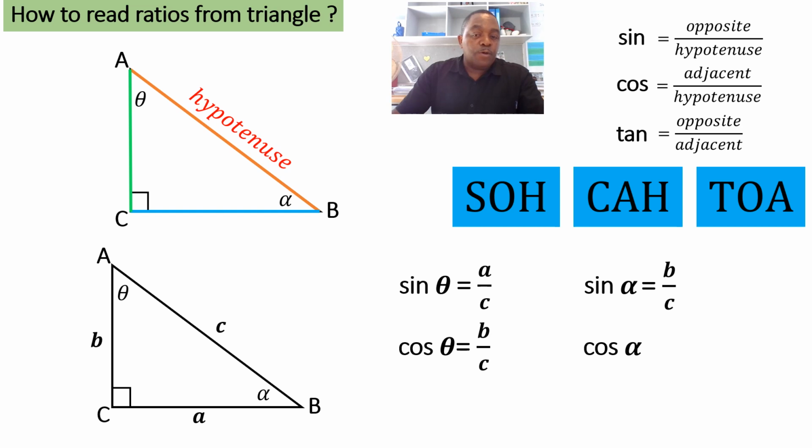The same goes for cos alpha. In cos alpha, the side adjacent to alpha is a, the hypotenuse is c, so our ratio is a over c. Tan theta: we look at theta using our definition for tan, opposite over adjacent. Opposite theta is a and adjacent is b, and that gives us a over b. Then tan alpha: opposite alpha is b and adjacent is a. Let's now have a look at some examples.